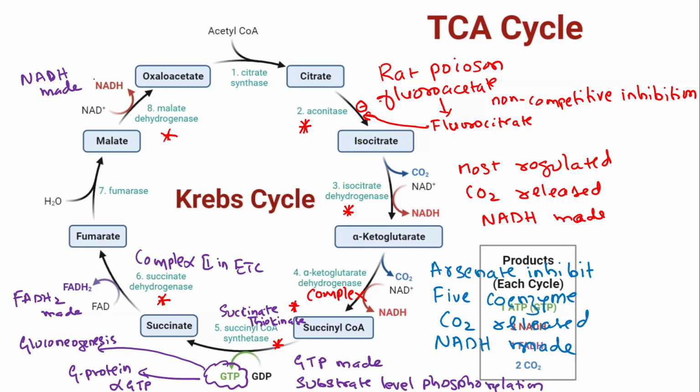Then I'll start writing: citrate to isocitrate, isocitrate to alpha ketoglutarate, alpha ketoglutarate to succinyl-CoA, succinyl-CoA to succinate, succinate to fumarate. I'll just go on writing that, A, B, C, D, E. So your answer is succinyl-CoA to succinate.